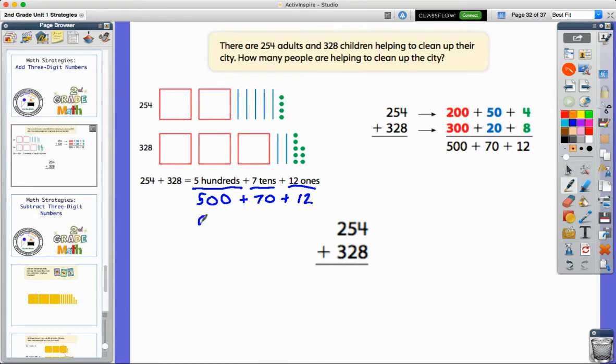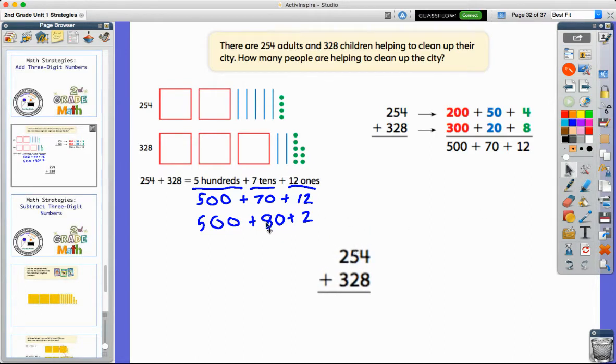So I'm going to rewrite this again, 500. But now instead of 70, I'm going to have 80 because that group of 10 right here comes over to join the rest of the tens, and then we have a 2. So if I put that all together, 582 would be my answer for the number of people who are helping clean up the city. All right, so there we saw it with our blocks or our quick draw. We still have to think about the value of what those pictures were showing us.